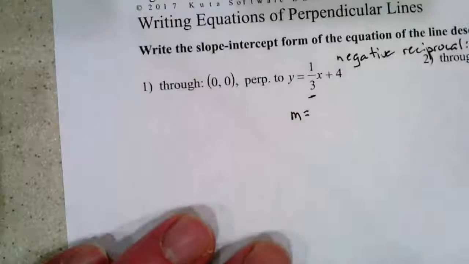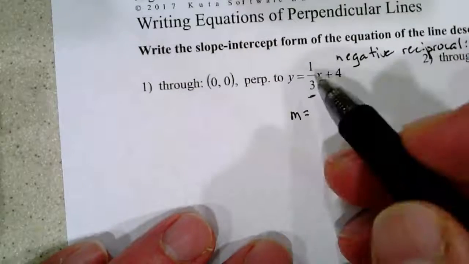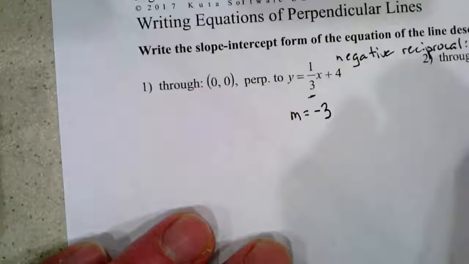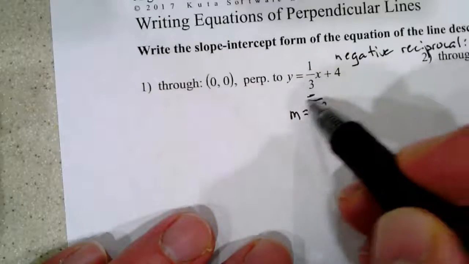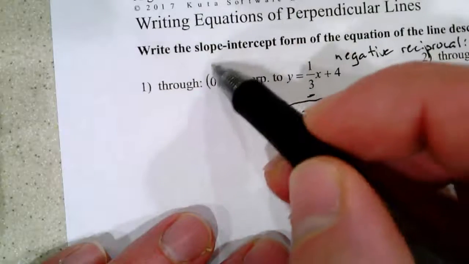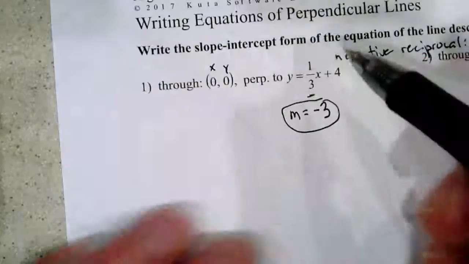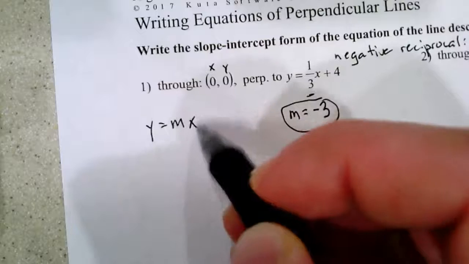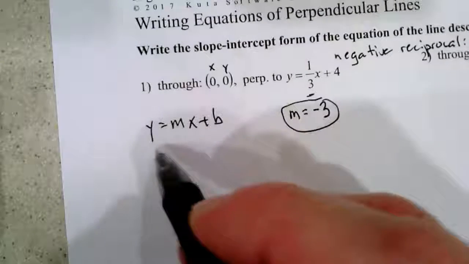Alright, so here, for example, 1/3, we flip it upside down and make it negative. Our new slope is going to be -3. So we're writing the equation of a line with a slope of -3 that goes through the point 0, 0. So we set up our equation, y equals mx plus b. We know the slope, it's -3.